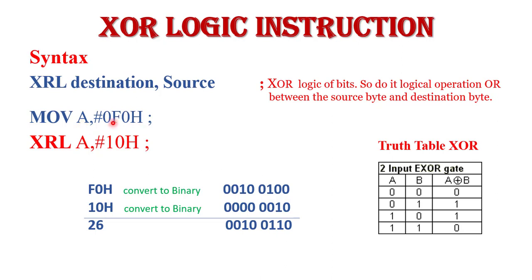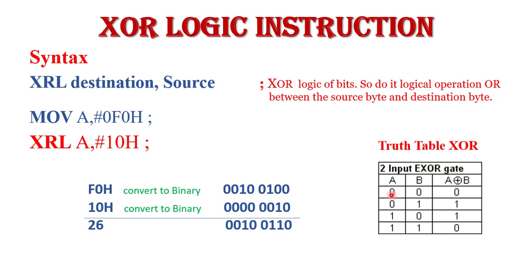Now first we convert this value into binary. First we convert the accumulator register value, that is F0H, into binary, and then we convert this immediate data into the binary form. Then we perform XOR operation. So this is the truth table of XOR. These two are the inputs and this is the output. In XOR operation, if inputs are different, then output is logical high, otherwise output is logical low.